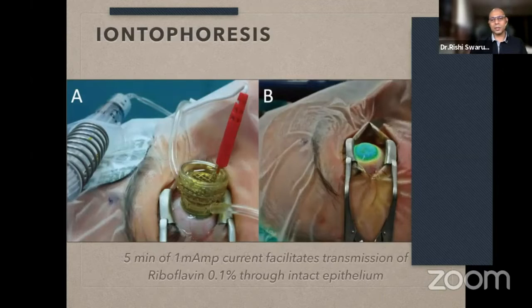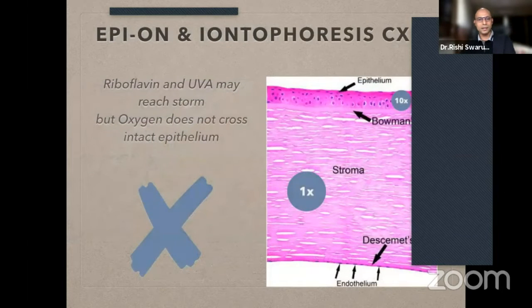Iontophoresis is another method of epithelium-on cross-linking in which you use an electrical charge to facilitate the flow of riboflavin through the epithelium, and that works very well actually. The riboflavin reaches through the intact epithelium, but again the same problem, oxygen doesn't reach as well, and that is why this also is not as effective as epi-off cross-linking, which is the standard cross-linking. So that's the same thing being depicted. What they've shown is that the amount of oxygen that reaches is 1x compared to 10x, the rest being taken up by the epithelium.